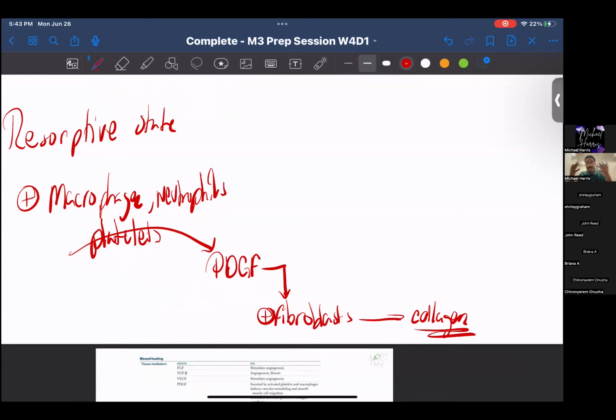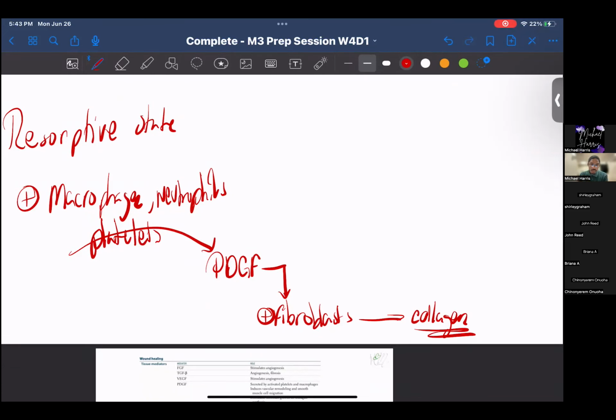layers, if it's in the skin, right? Or the connective tissue layers, if it's everywhere, right? Because everywhere you have connective tissue underneath it. So that is what these fibroblasts are essentially doing. They're formulating that new connective tissue.